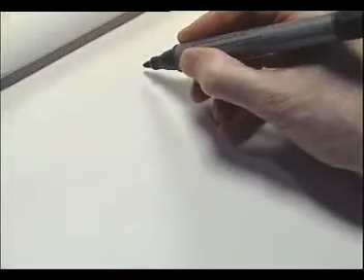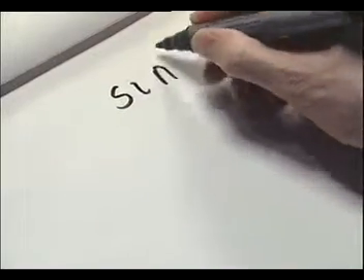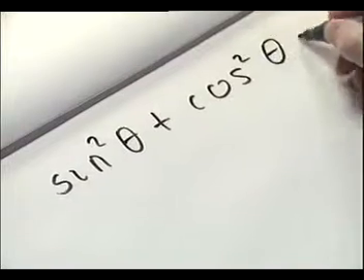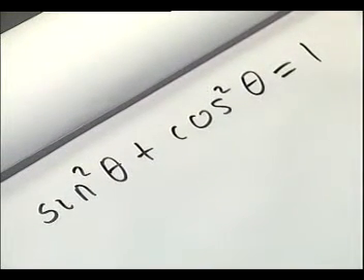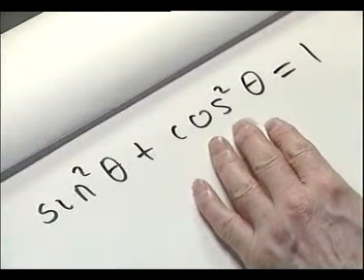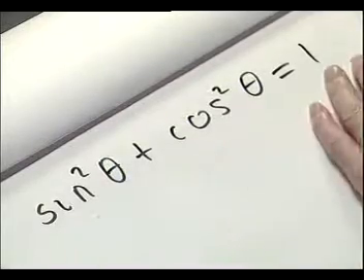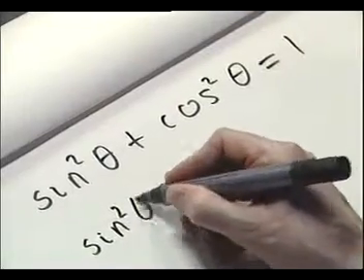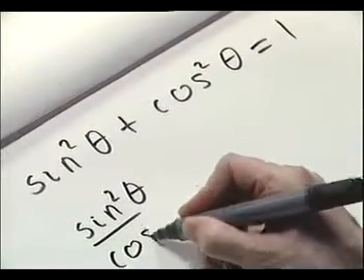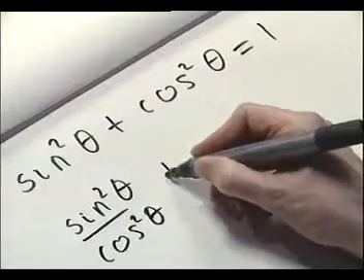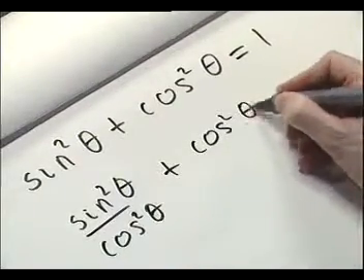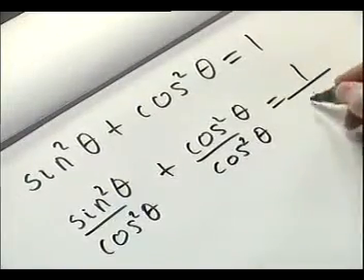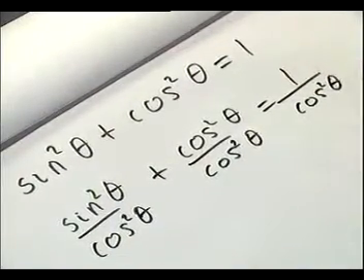So the basic trig identity that we've got is sine squared theta plus cos squared theta equals 1. And if I choose to divide everything on both sides of this identity by cos squared, then I'll have sine squared theta over cos squared theta plus cos squared theta over cos squared theta equals 1 over cos squared theta.